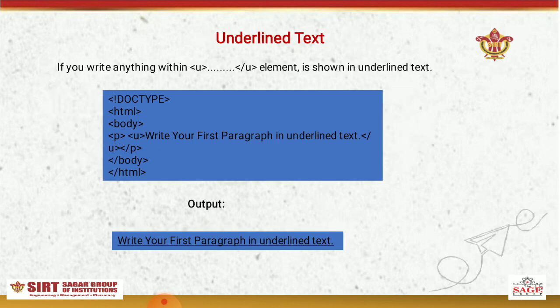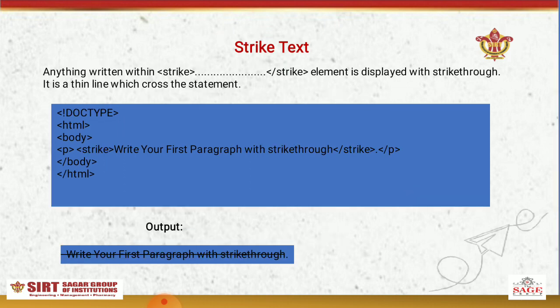Underline tag. If you write anything with the U tag and close the U tag, the element is shown underlined. This is our example. Body section starts with P. P is a paragraph. Use the underline tag. Write your first paragraph in underline. Underline text is closed, then paragraph is closed, body section closed, HTML closed. This is our output.